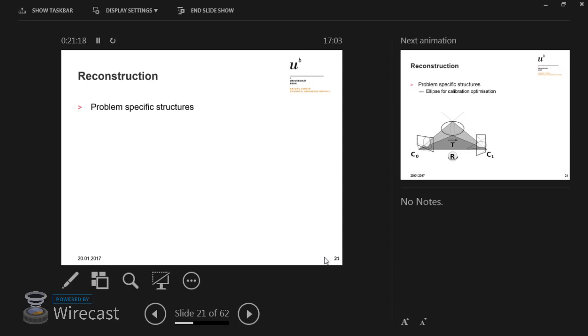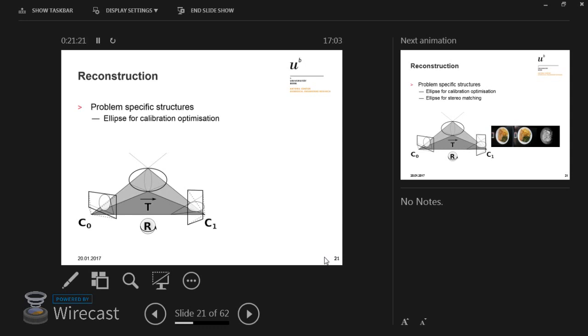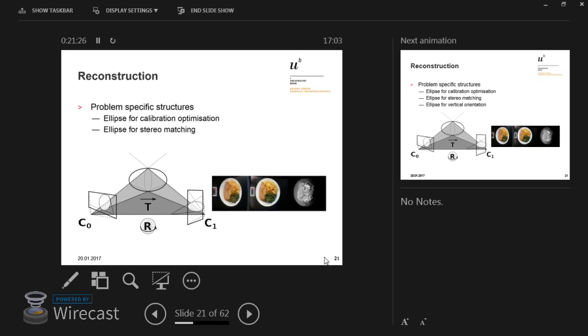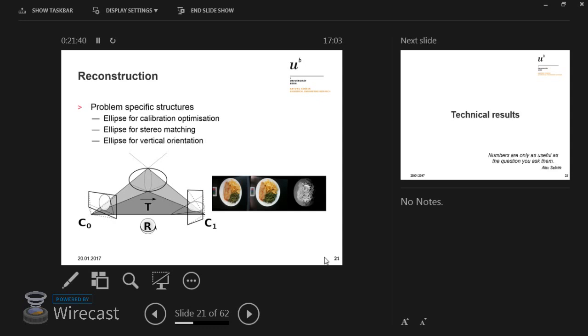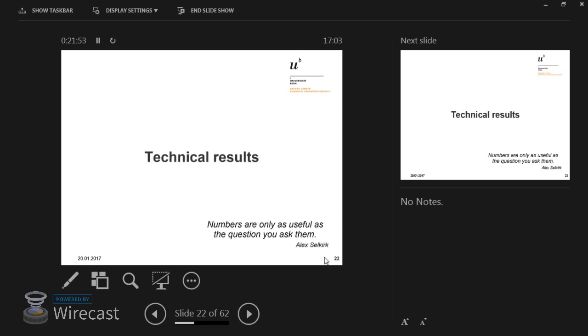In this case, we have one. We have the plate. And the plate can help us to calibrate, because there are some tangential constraints. And it can help us to reduce the problem of stereo matching, because if we just match inside the plate, we actually reduce the load, and we also simplify the problem. And finally, and this is probably the one that has the biggest effect on the software, we can use it to find the vertical orientation in the scene. But rather than me talking, let's have a look at some results.